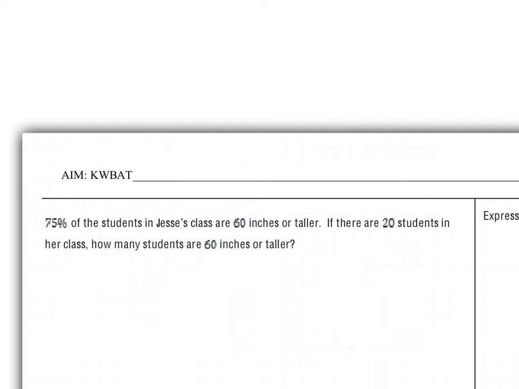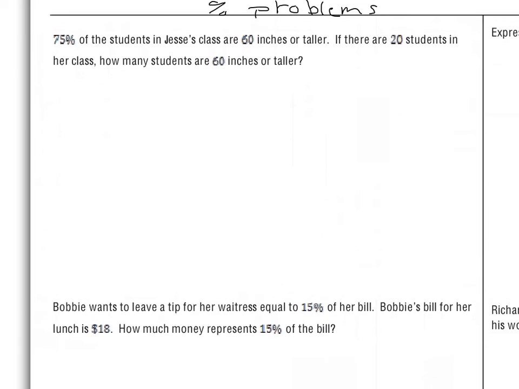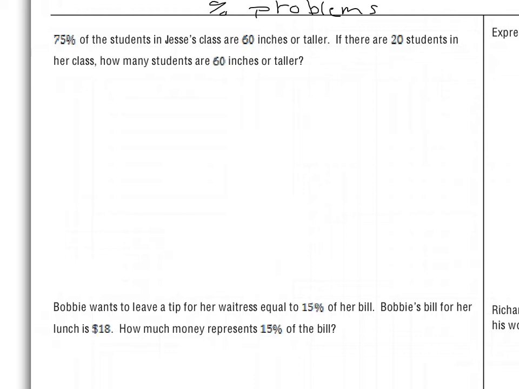All right, today's aim, kipsters, will be able to use quantity equals percent times whole to solve percent problems. So today we're just going to be looking again at just some more examples using our equation here. So we have 75% of the students in Jesse's class are 60 inches or taller. If there are 20 students in her class, how many students are 60 inches or taller?